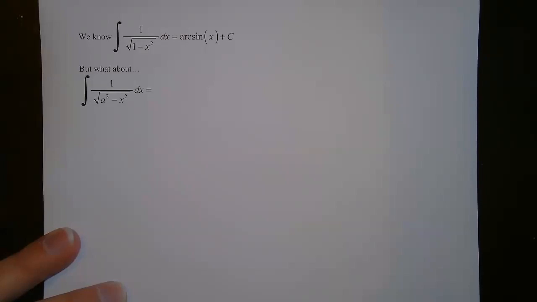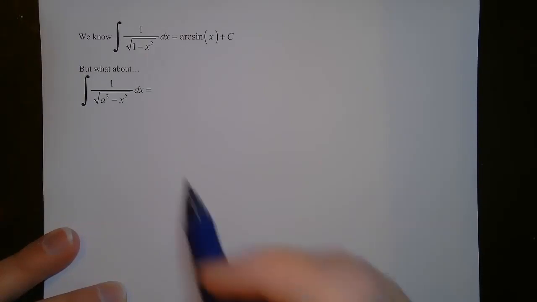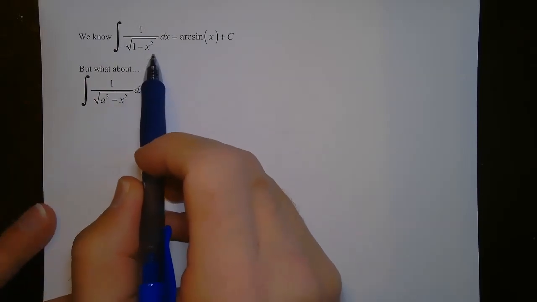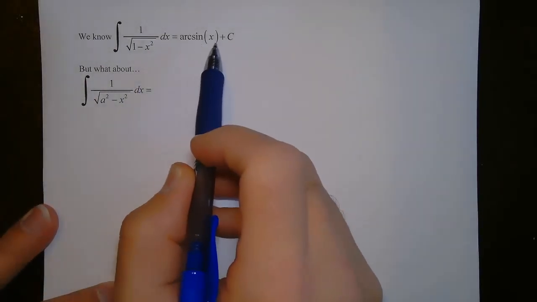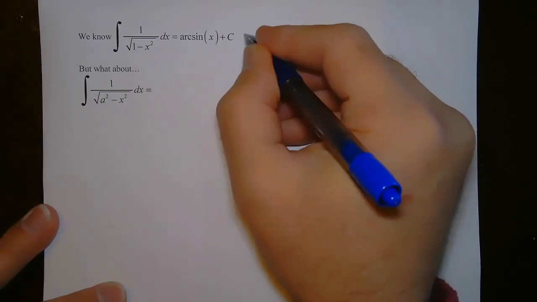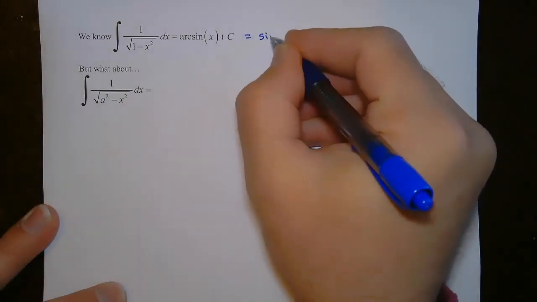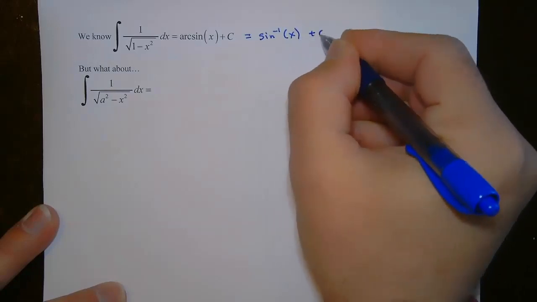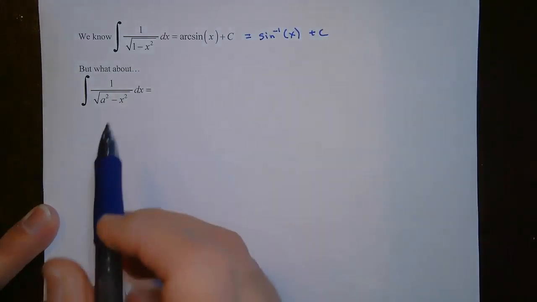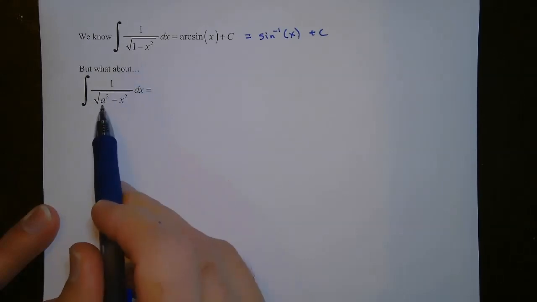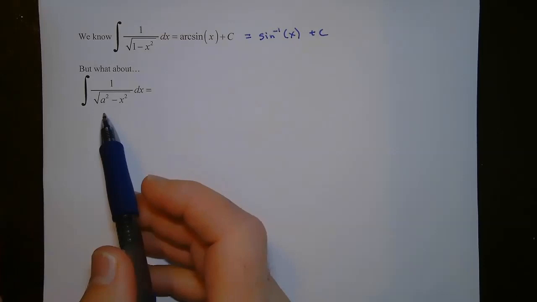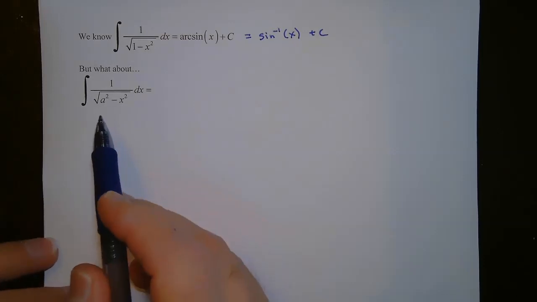So for part two of this video, we know that the integral of 1 over the square root of 1 minus x squared dx is arcsine of x plus c, or sine inverse of x plus c. Okay, but what if it's not a 1? What if it's a squared? So this is very similar to what we just did with arctan.